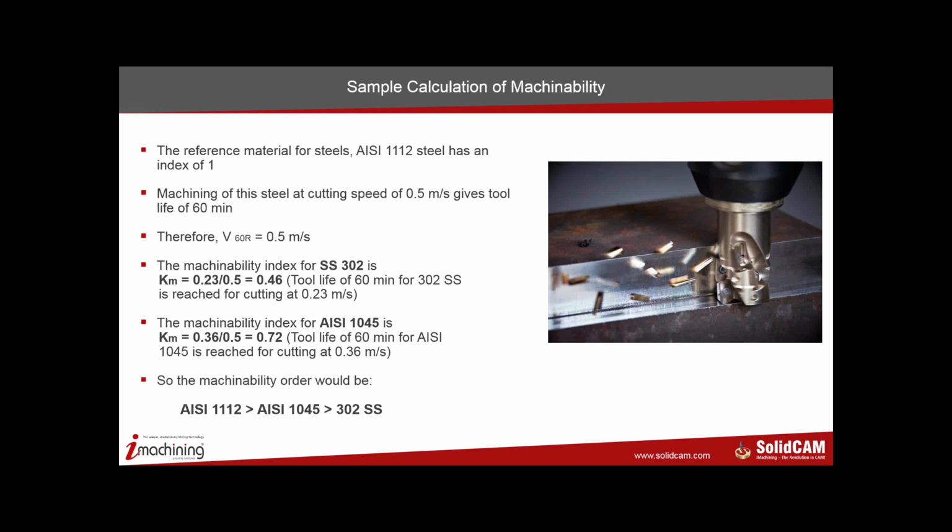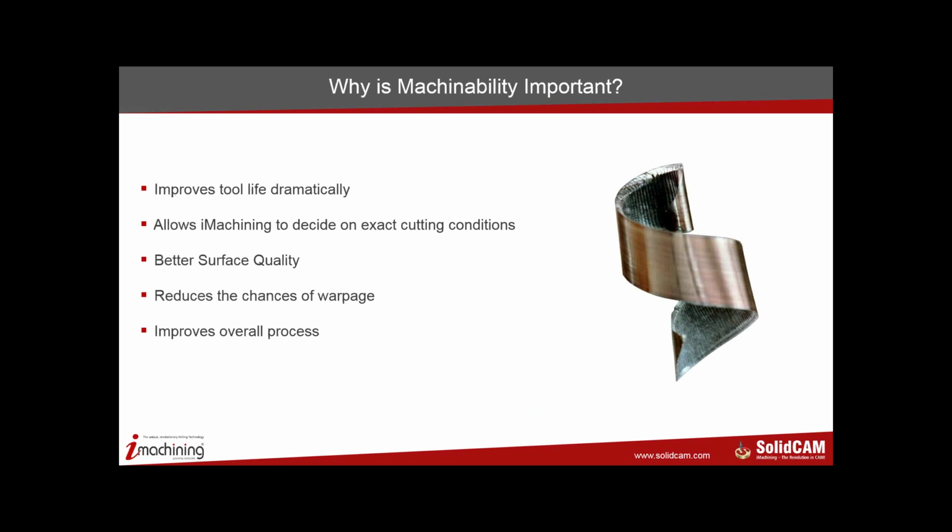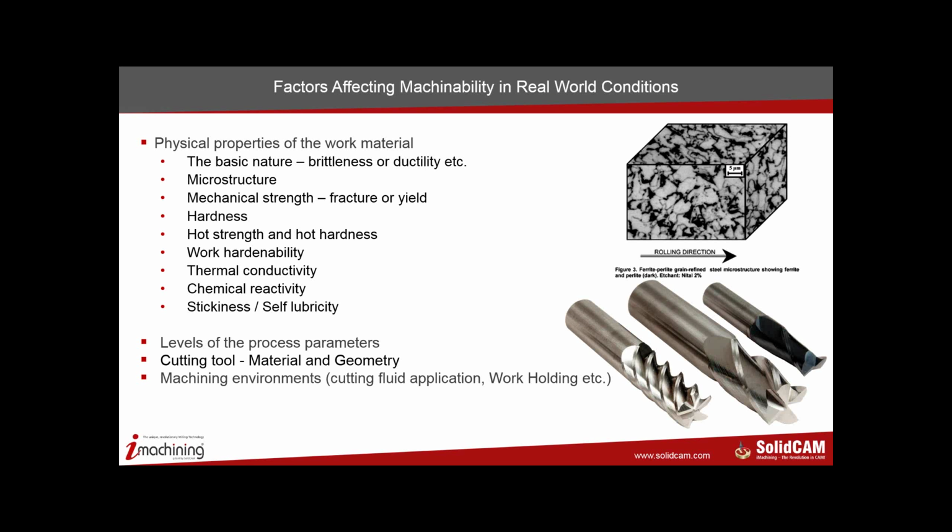So if I go back, is it enough just to have a formula and just use this formula and say, okay, now we are ready, let's do it? It's not, because as I said, in the real world, there are several influences that determine the machinability. For example, within the material, today in iMachining, we just consider UTS, but what should we actually really consider? We should consider the basic nature of the material, the brittleness, ductility, etc. We need to consider the microstructure. We need to consider the mechanical strength, which we are doing at the moment. We need to consider the hardness.